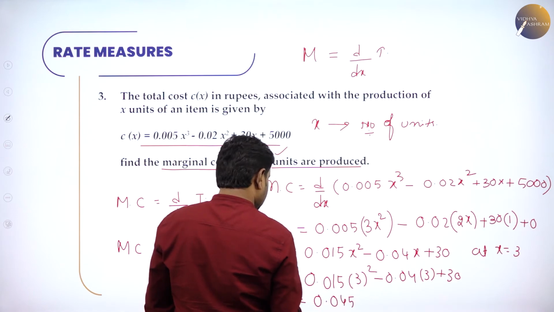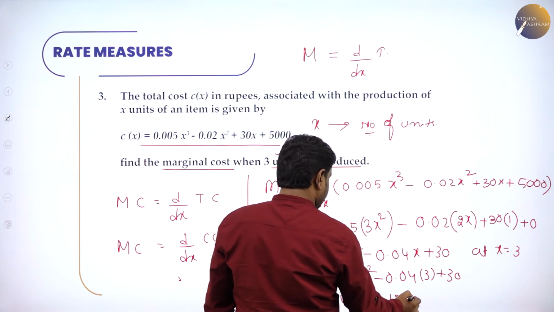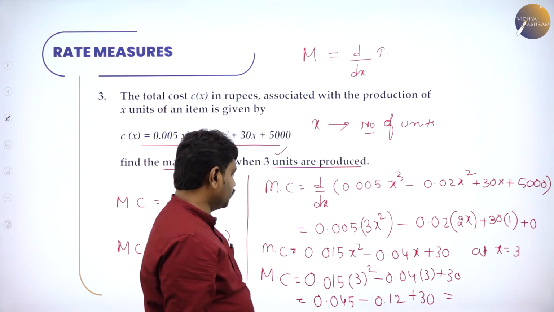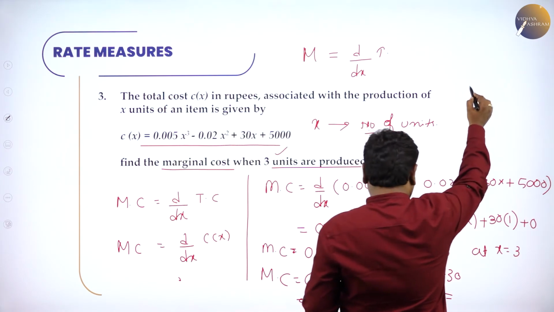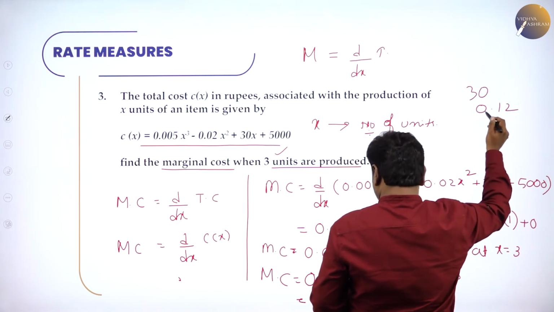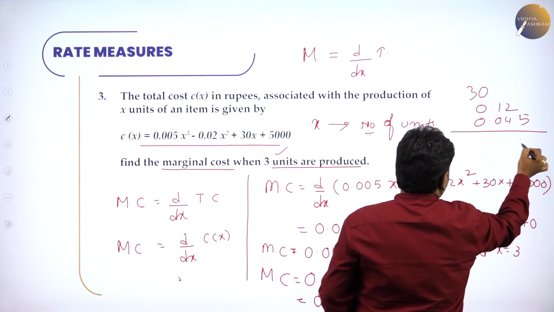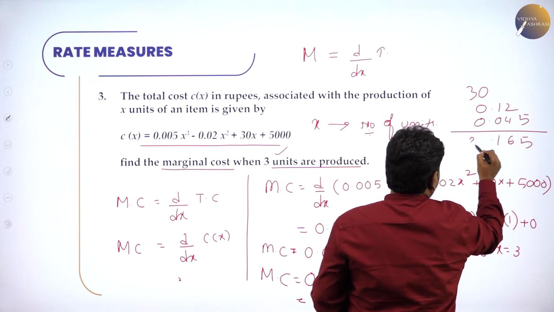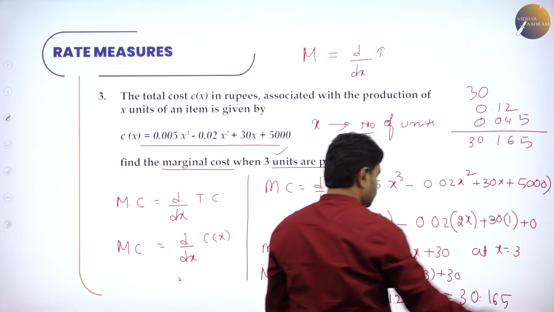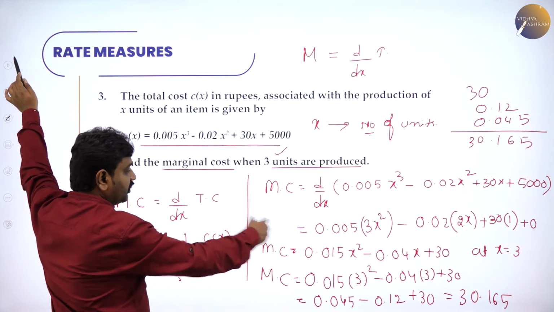0.045, because 3 square is 9, minus 0.12 plus 30. Add this: 30, and they want you to add 0.12, then add 0.045. Add this, you'll get 30.165. That's it. This is the marginal cost per unit. So for 3 units produced, that is the marginal cost.